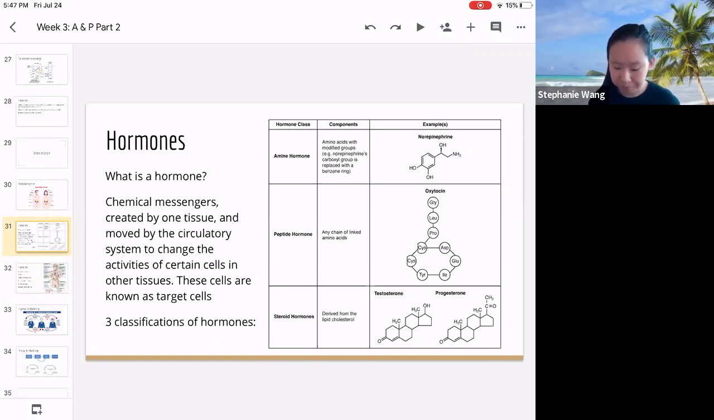On the right, we see three main classifications of hormones based on their chemical structure: amines, peptides, and steroids. Amine hormones are small. They are made of modified amino acids. If you remember, I talked about amino acids in our first class. Peptide hormones are made of various amino acids linked together.